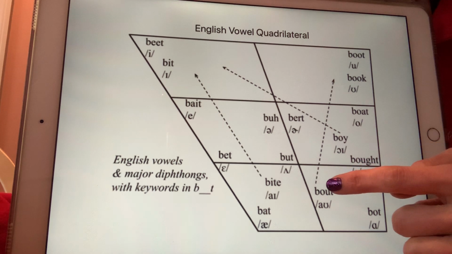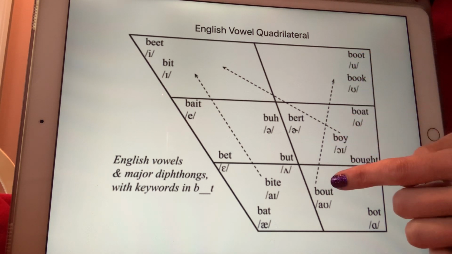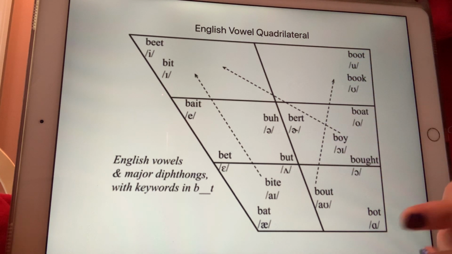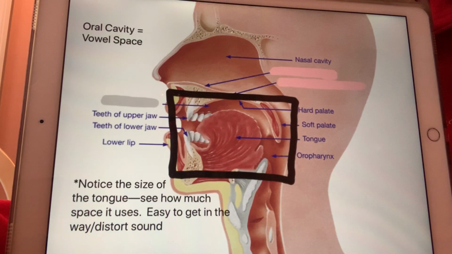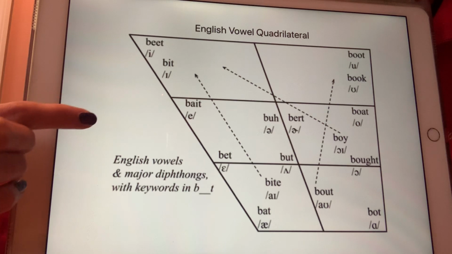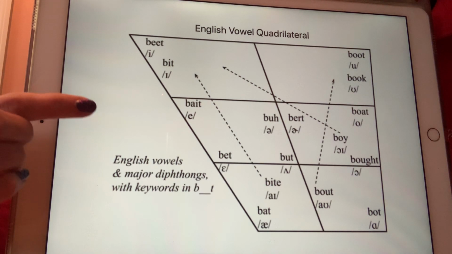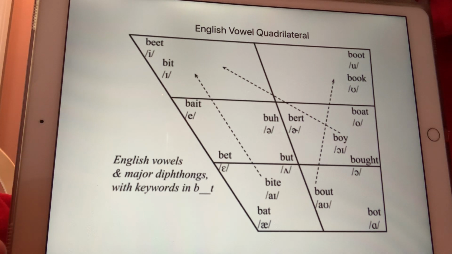You see these lines here? These are representing diphthongs, which is when we have two vowels that are kind of stuck together to create a new sound. We're going to talk about that in a minute. So what about the vowels? We know the resonators, we know the vowels, but how do they fit together? How does this vowel quadrangle, or vowel quadrilateral, fit with how the resonators are in our body?